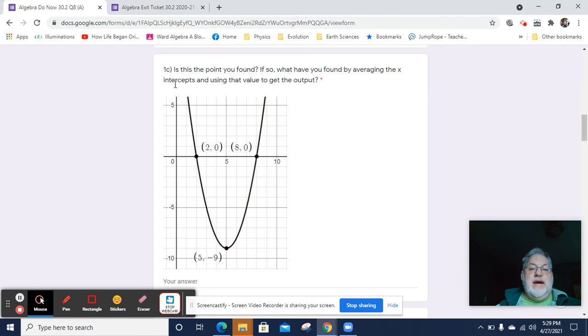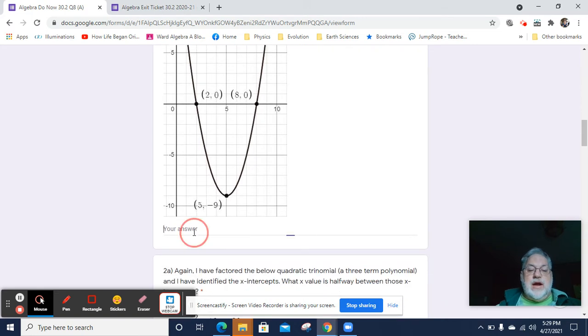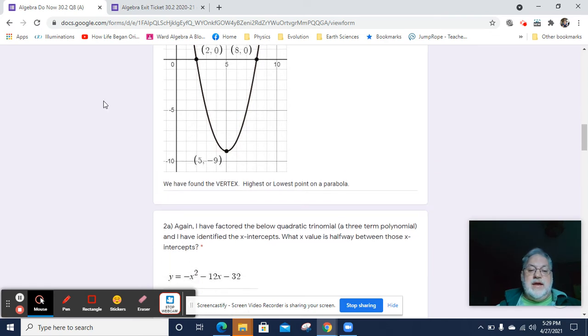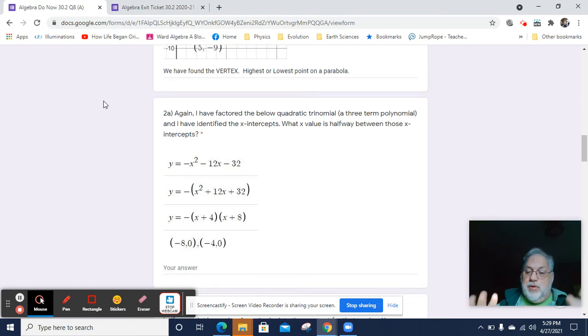What have we found by averaging the x-intercepts and using that value to get an output? Well, that's called the vertex, the lowest or highest point of a parabola. We have found the vertex. We can't call these upper points lines the highest point because you never find the highest point. It just keeps going forever. So an upward opening parabola will have a vertex at the bottom. A downward opening parabola will have the vertex on the top.